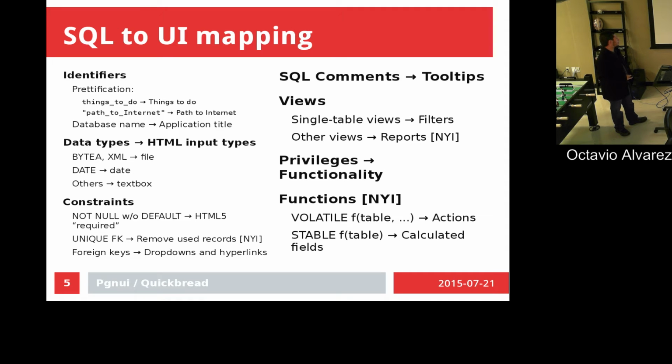For example, privileges map to functionality. If you want a user not to be able to delete a record, you just revoke the delete privilege. And then the user won't see the delete column or the delete link for each record. And functions, for example, stable functions map to calculated fields, and volatile functions map to actions. This is not yet implemented.